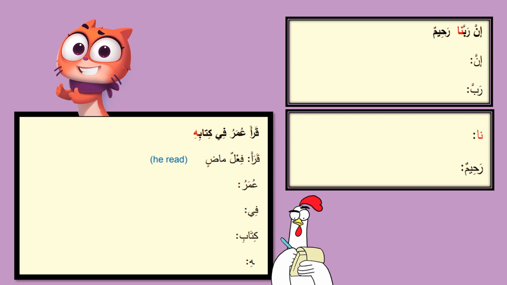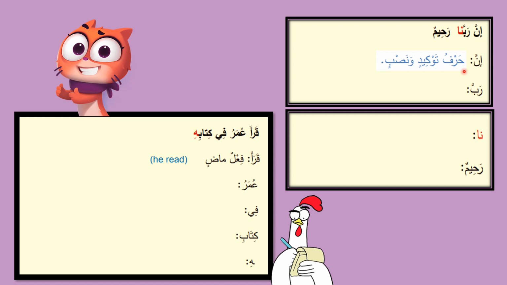So this is the i'rab. The next one is: inna rabbana rahimun. Inna. So this is a sentence with inna. So first of all, you need to explain what is inna.